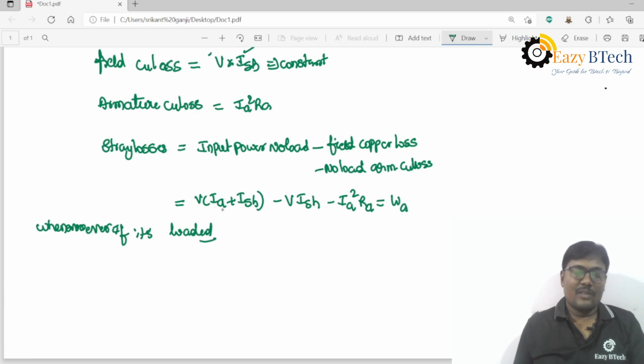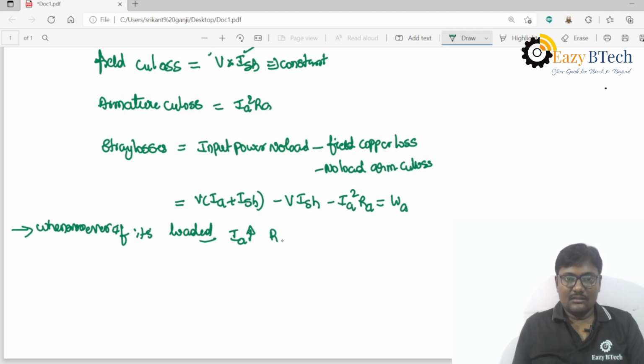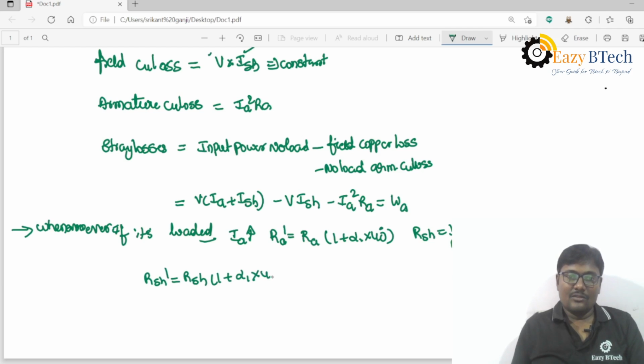Whenever the motor is loaded, a mechanical load is applied, and then the IA value will increase. Generally, during this test we are not loading it, but we can assume that if it is loaded, IA will increase, and the armature resistance also increases to a new value using the temperature constant equation. RA dash is equal to RA into (1 plus alpha into 40 degrees) if the temperature increases by 40 degrees. The shunt current is V divided by RSH, and RSH dash is equal to RSH into (1 plus alpha into 40).